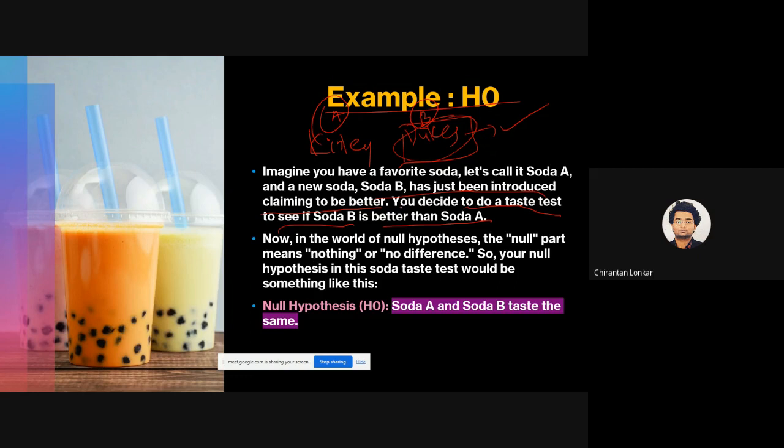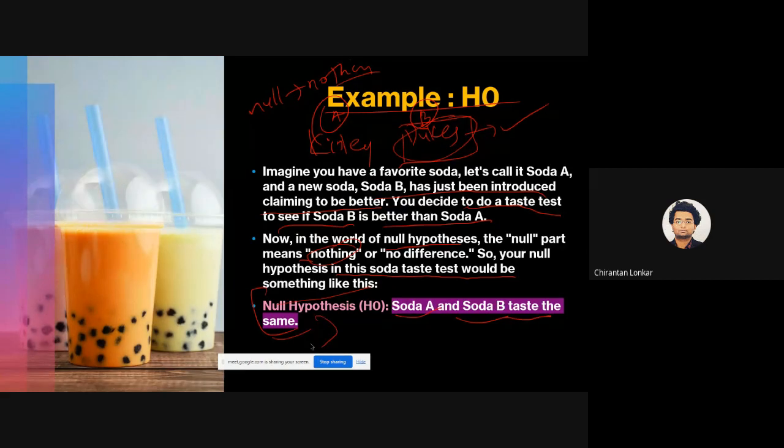OK, now in the world of null hypothesis, null means nothing. Obviously, you know, null means nothing, right? Nothing interesting, nothing great here. So your null hypothesis in this soda test would be something like, what is the null hypothesis that you're coming up with? Soda A and soda B taste the same. This is the null hypothesis.